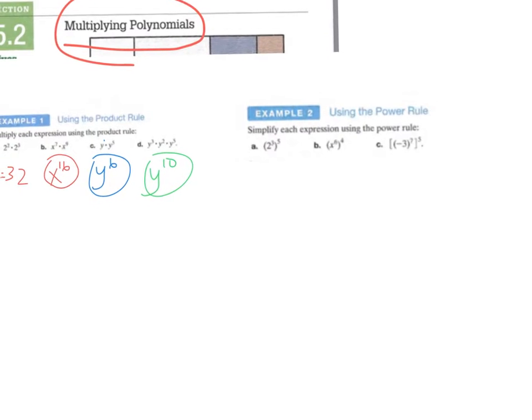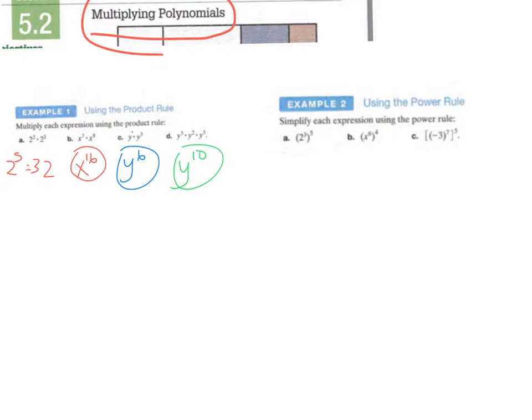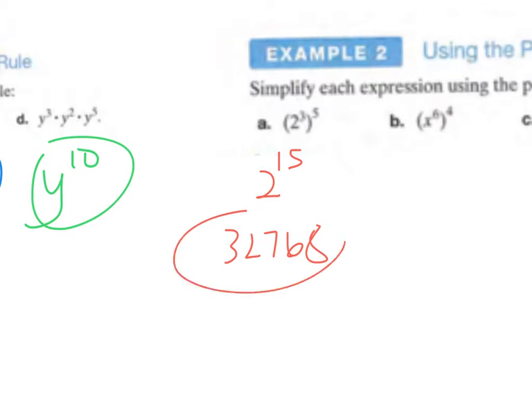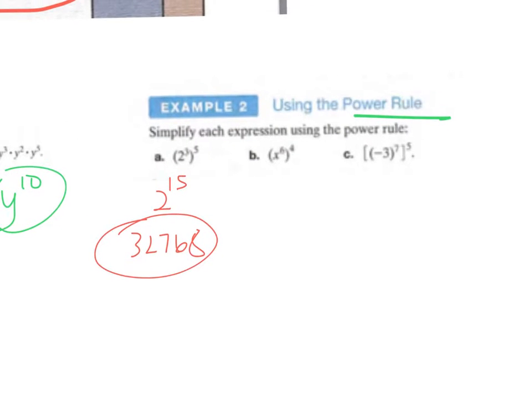Now, when we have a power to a power, we're not just going to add the exponents, we're going to multiply the exponents. So in this case, 3 times 5 would be 2 to the 15th. And 2 to the 15th, we can put in our calculator and get the actual answer, which is 32,768. But when we have variables, we just have to multiply the exponents together. Basically, when I see parentheses, I mean multiplication. So there's parentheses between exponents, we multiply.